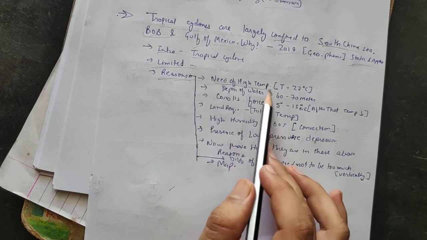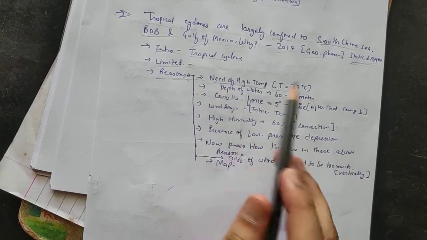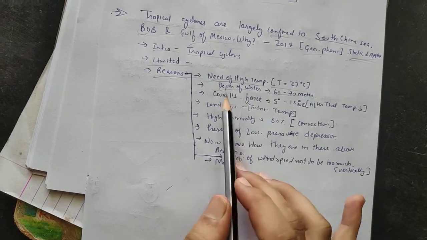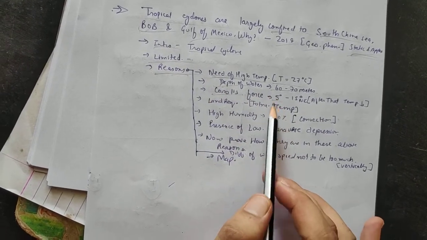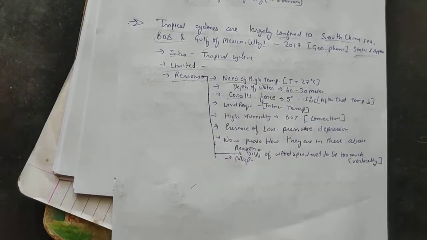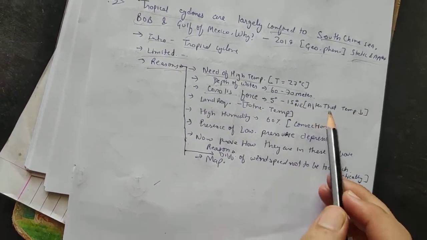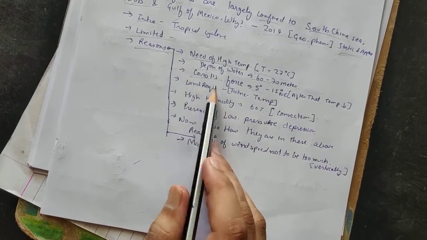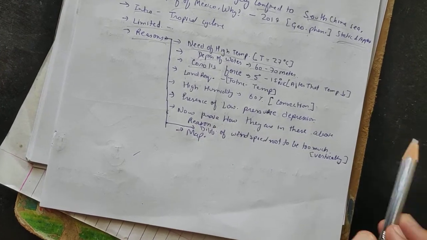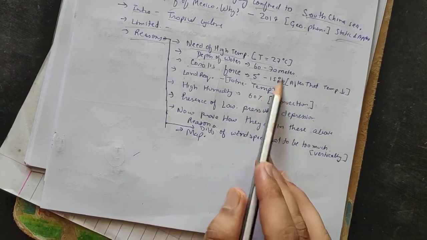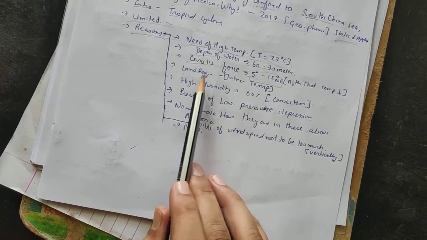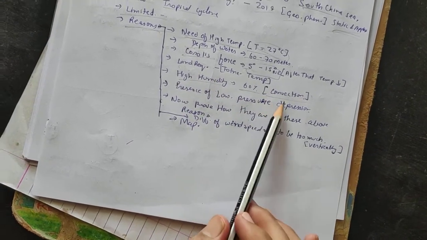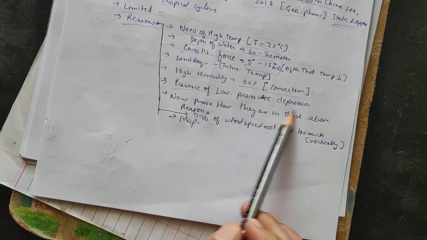The reasons are: formation of cyclone requires high temperature, higher than 27 degrees Celsius, warm water means. Okay, not 100 degrees Celsius. Depth of water 60 to 70 meters. Coriolis force from 5 degrees to 15 degrees north and south. After that temperature falls. Okay, means after that temperature will fall. So that's why the Coriolis force will not work in the other areas because the temperature will start falling. In these areas the temperature is relatively higher than 27 degrees Celsius. High humidity, 60% needed to create the condition of convection. Okay, presence of low pressure depressions.